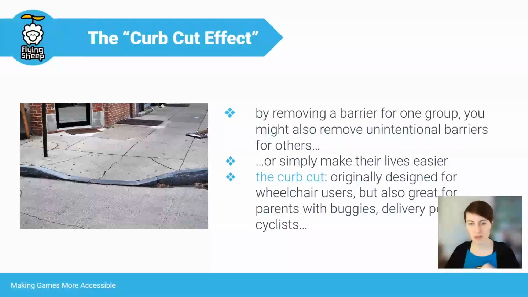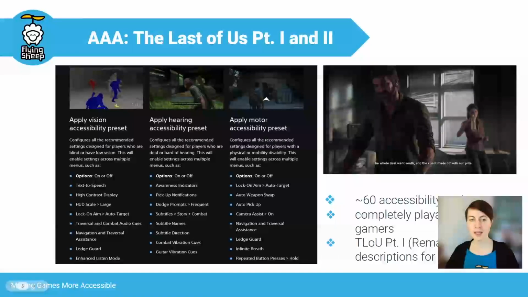Now let's have a look specifically at how games can remove these unintentional barriers. And first, let's have a look at a case study from AAA games. As you probably know, The Last of Us Part 2 really made headlines as one of the most accessible games ever developed, because it offered about 60 different accessibility options for a really wide range of impairments. And it was even playable from start to finish by blind gamers because of features such as a sound-based guidance system, combat audio cues, and also auto-targeting.